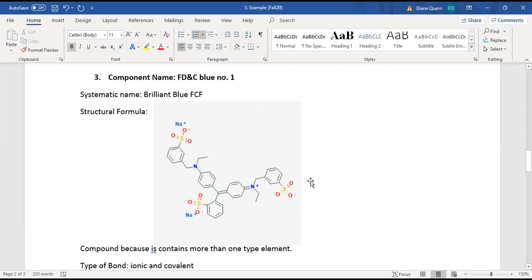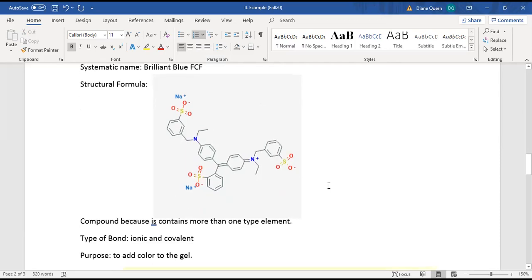So this is the structure of blue number 1. Using that structure, you can finish the characterization. Tell me if it's a compound, tell me the type of bonds. So for this one in particular, it's a compound, which pretty much all your ingredients are going to be compounds. Spoiler alert, because you're going to have more than one element. But the structure is helpful for ionic and covalent. That will differ for every ingredient.